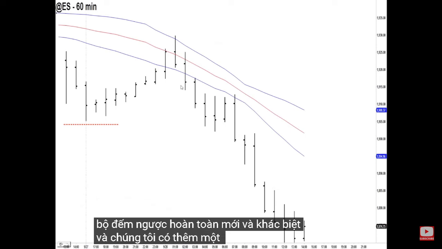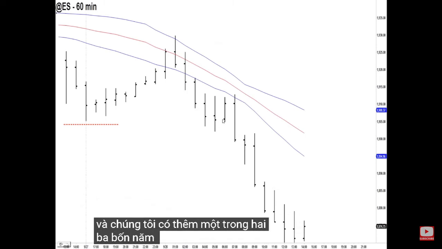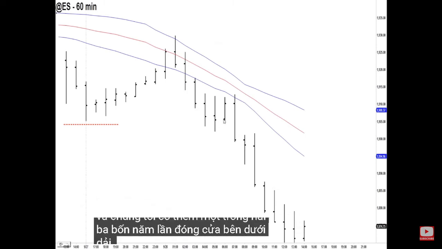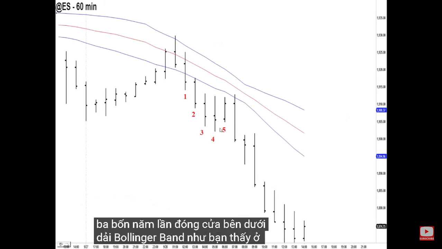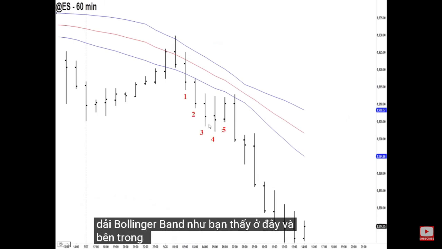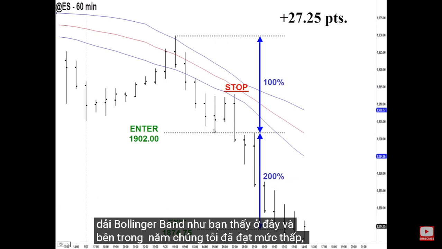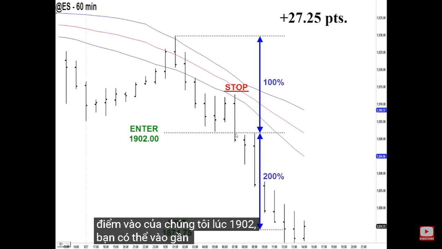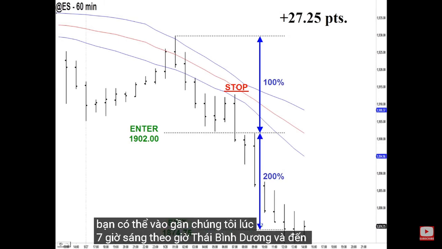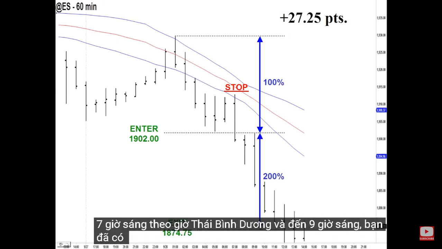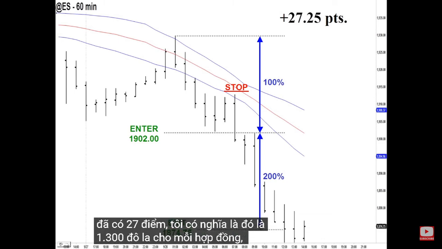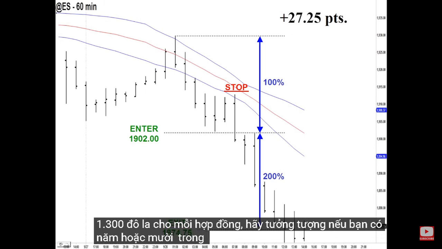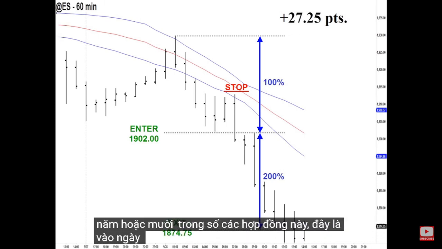Well, lo and behold, we got one. 1, 2, 3, 4, 5 more closes below that Bollinger Band, as you see here. And within the 5, we had a low. So that's our entry point at 1902. You could have entered roughly about 7 a.m. Pacific time, and by 9 a.m. you had 27 points. That's like $1,300 per contract. Imagine if you had 5 or 10 of these contracts. This was on the 28th, just about a month ago.